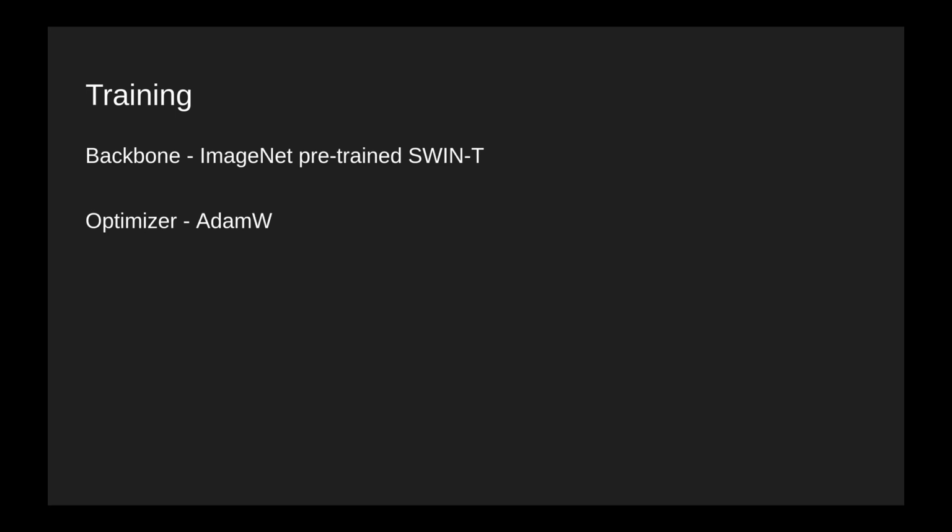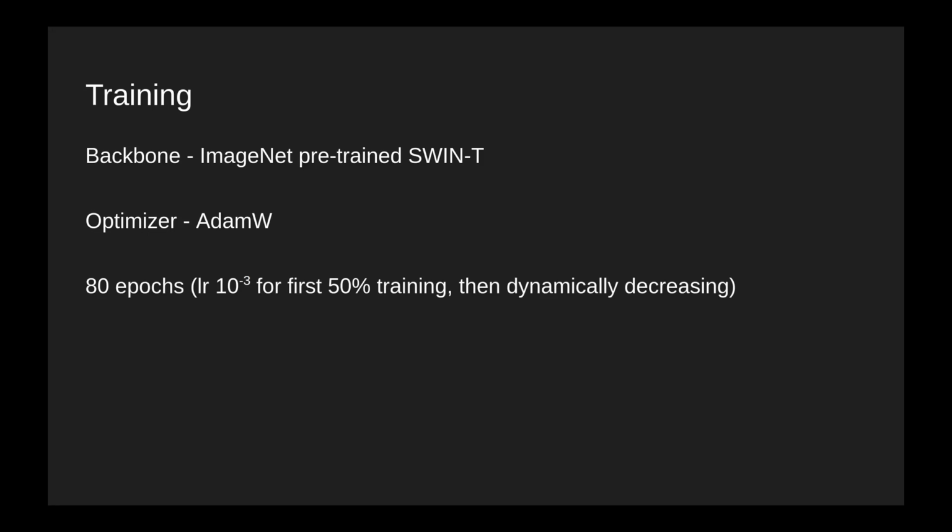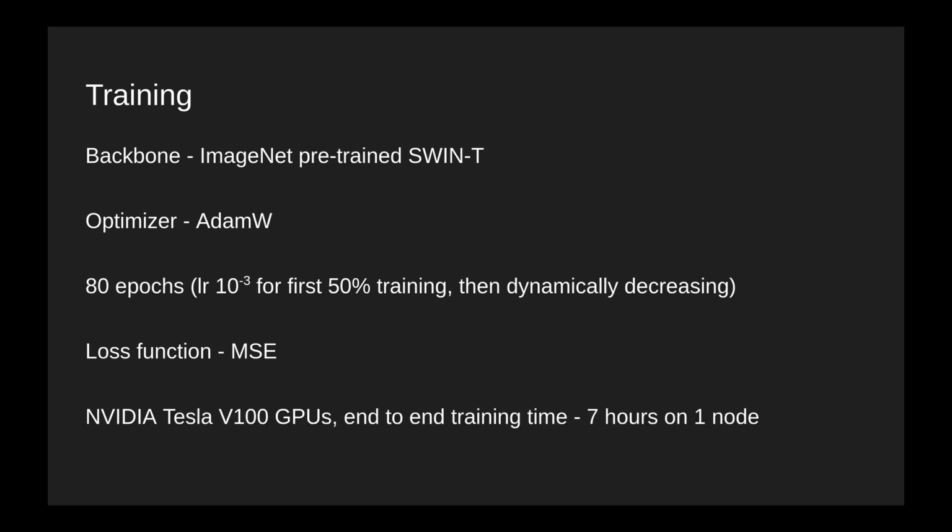The training details, again, we'll just skim through. We had an ImageNet pre-trained Swin backbone, and the optimizer used was AdamW. We trained it for 80 epochs. For the first 50% we had a constant learning rate of 10⁻³, and then a dynamically decreasing one. The loss function was MSE, and we trained it on the Newton server, which had these configurations.